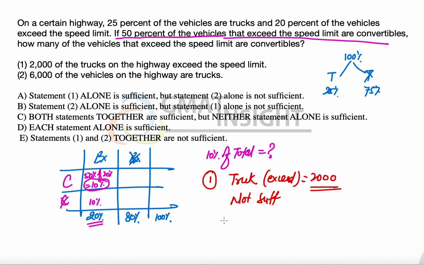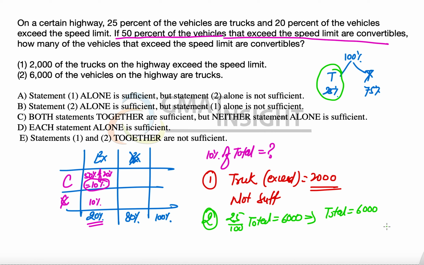Now let's look at the second statement. The second statement says 6,000 of the vehicles on the highway are trucks. And we already know that 25% of the vehicles are trucks. That means we understand that 25% of the total vehicles is equal to 6,000. And that gives us the value of the total vehicles, which becomes 6,000 multiplied by 100 divided by 25. Or we can say 6,000 multiplied by 4 straight away.